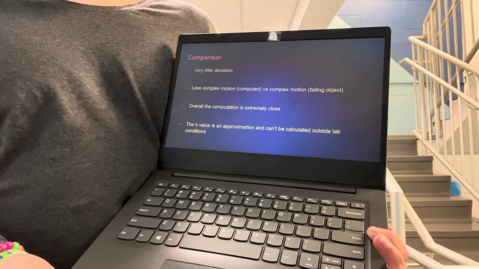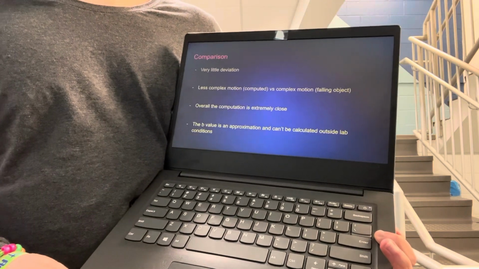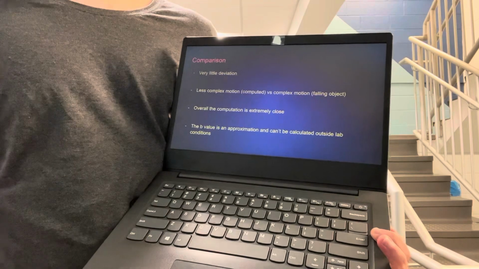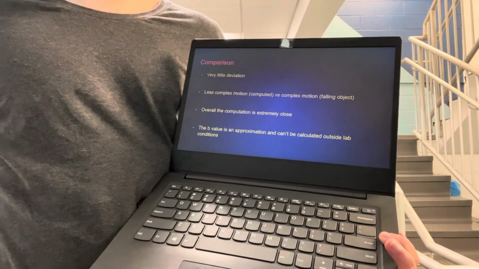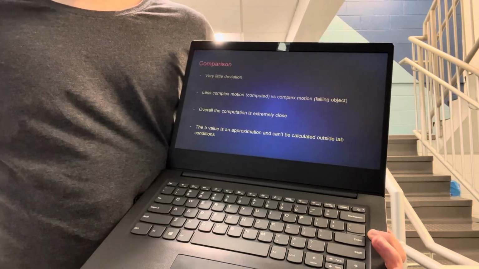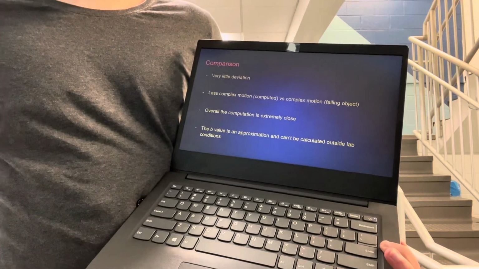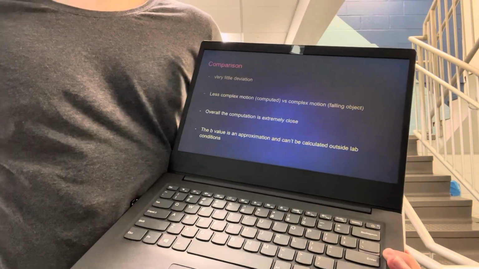Now the computer model takes out a lot of the complexity that the real version actually has, which is not just drag, but a lot of other very hard to measure factors.